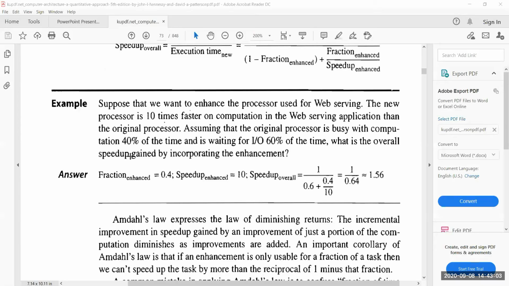So this is the example where they want the processor used for web serving to be enhanced, and after that the new processor is 10 times faster on computation in the web serving application than the original processor. So the speedup that they have achieved is almost a factor of 10. Assuming that the original processor is busy with computation 40% of the time and is waiting for IO 60% of the time, what is the overall speedup gained by this enhancement?